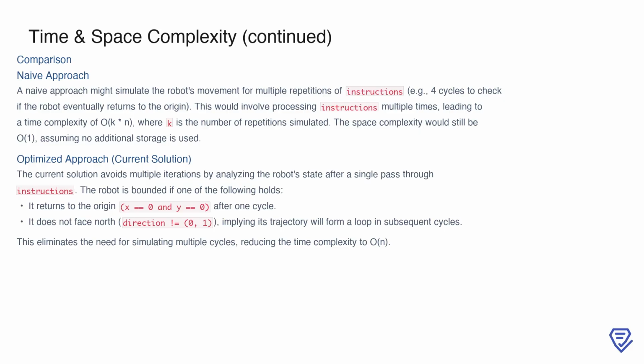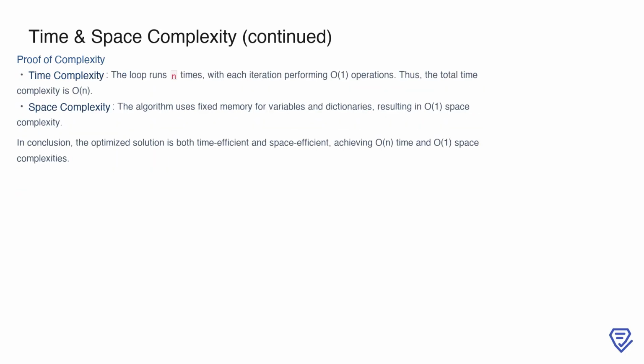This insight eliminates the need for unnecessary repetitions, reducing the time complexity to O(n), while maintaining the space complexity at O(1). To summarize, the proof of the algorithm's complexity reinforces its efficiency. The time complexity is O(n), because the algorithm iterates through the input string once, performing only constant time operations during each iteration. On the other hand, the space complexity is O(1), as the algorithm uses a fixed amount of memory for variables and dictionaries, regardless of the input size. This means the solution is both time-efficient and space-efficient, making it well-suited for handling large inputs while maintaining optimal performance.